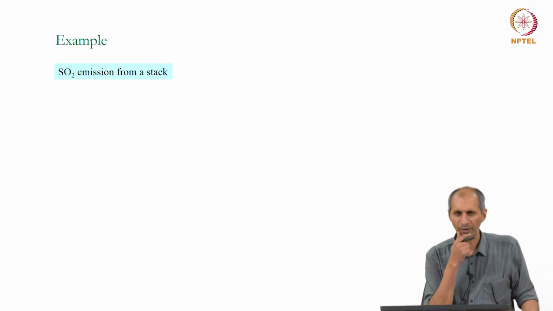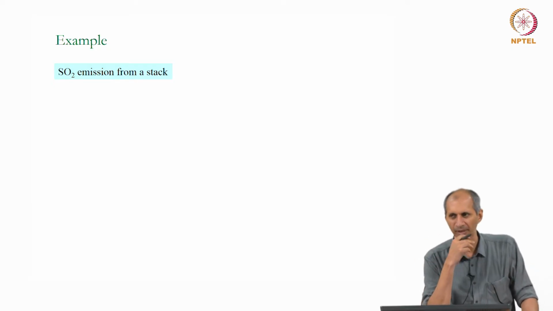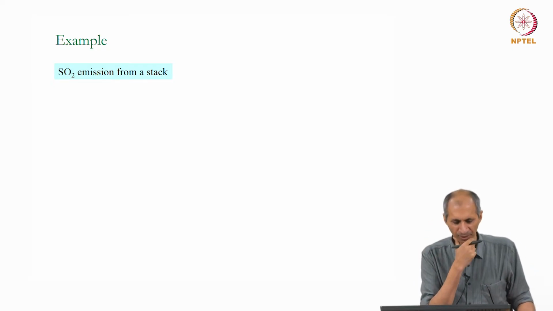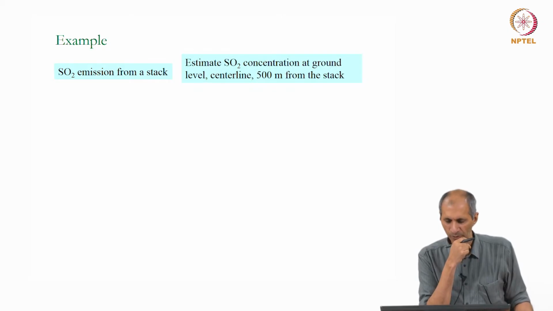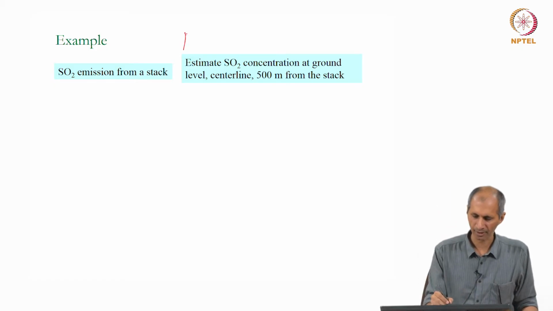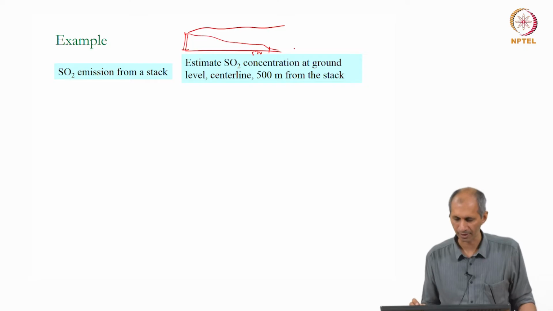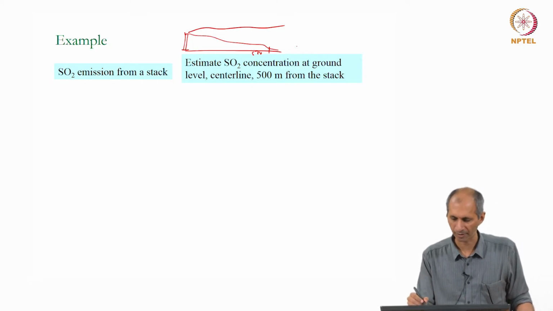So, we will do a small example just to illustrate what we are doing. This is all there in the PPT, you can go and look at it. So, we want to look at SO2 emission from a stack. We want to estimate SO2 concentration at ground level, center line, 500 meters from the stack. So, there is a stack here and we are looking at a distance 500 meters from the stack and we want to know what is the concentration. Center line at ground level, which means y equals 0, z equals 0.